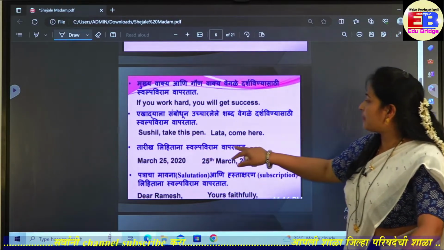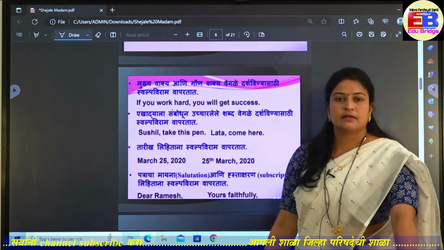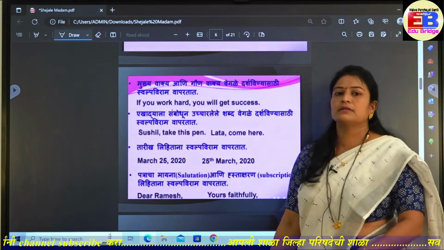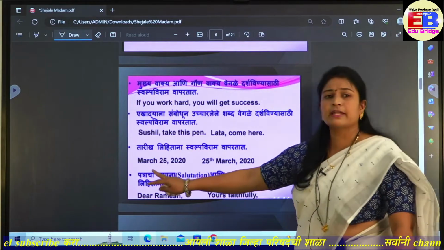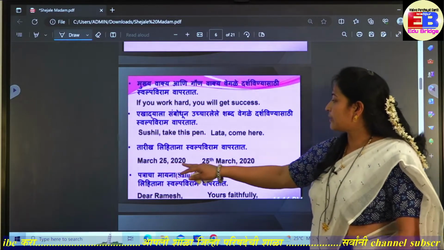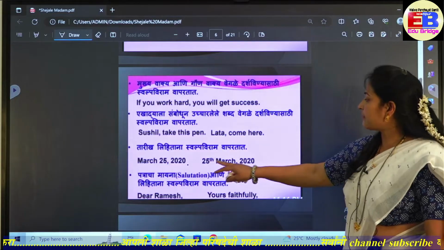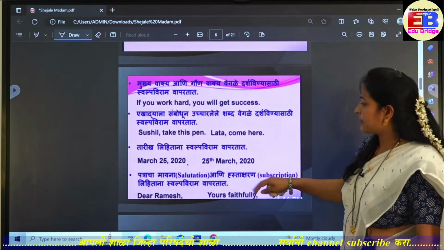While writing a date we use comma. It means not daily, but it is a rule of writing letters. Whenever we write a letter we use comma. See this: March 25, 2020, 25th March, here is comma, 2020.